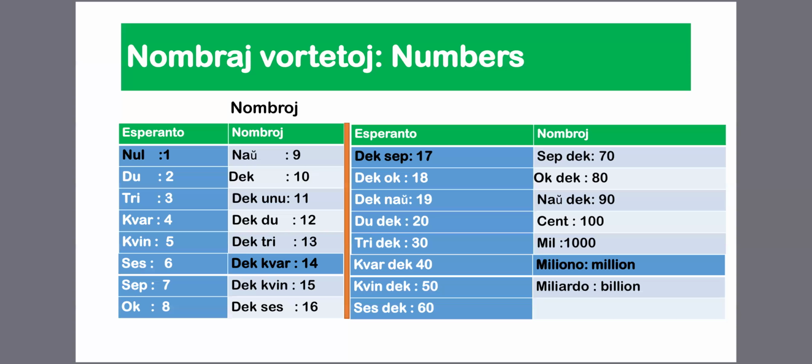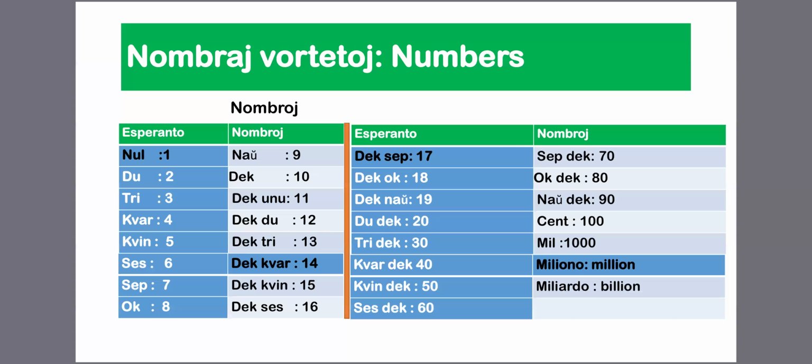Dek uno, dek du, dek tri, dek kvar, dek kvin, dek ses, dek sep, dek ok, dek now, du dek, which means du is 2, dek is 10, so 2 tens automatically becomes 20.